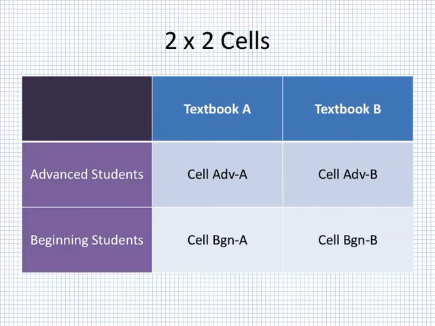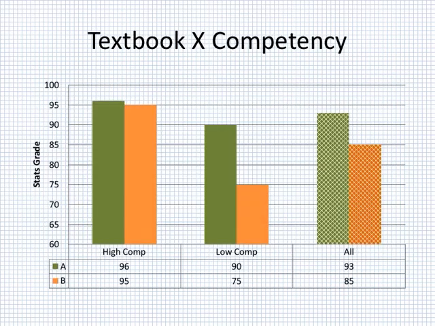And cell 3 is those beginning students using textbook A. And then the fourth cell is beginning students using textbook B. So 4 different cells. So if the results look like this, this is made up stuff, let's see how we might interpret this.